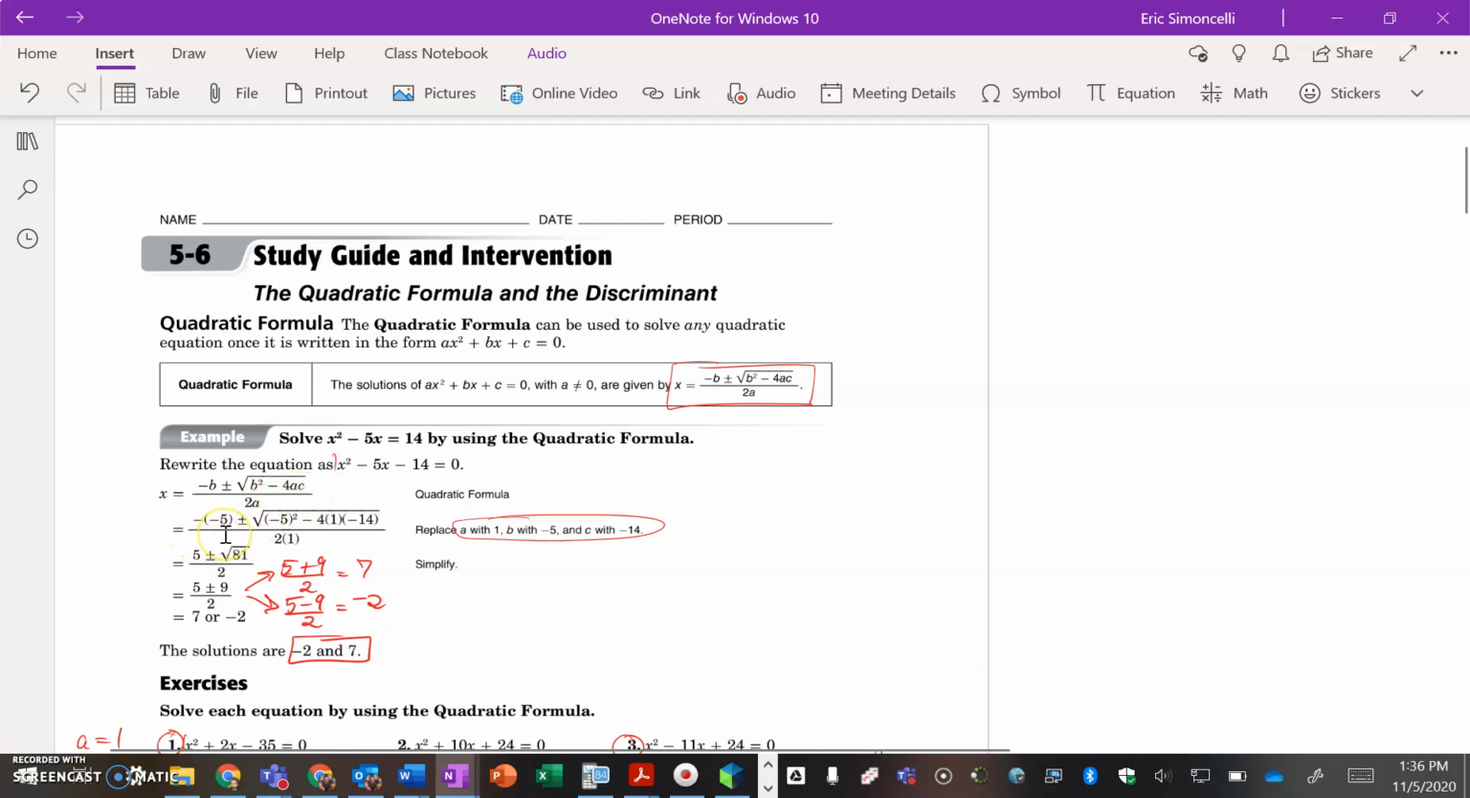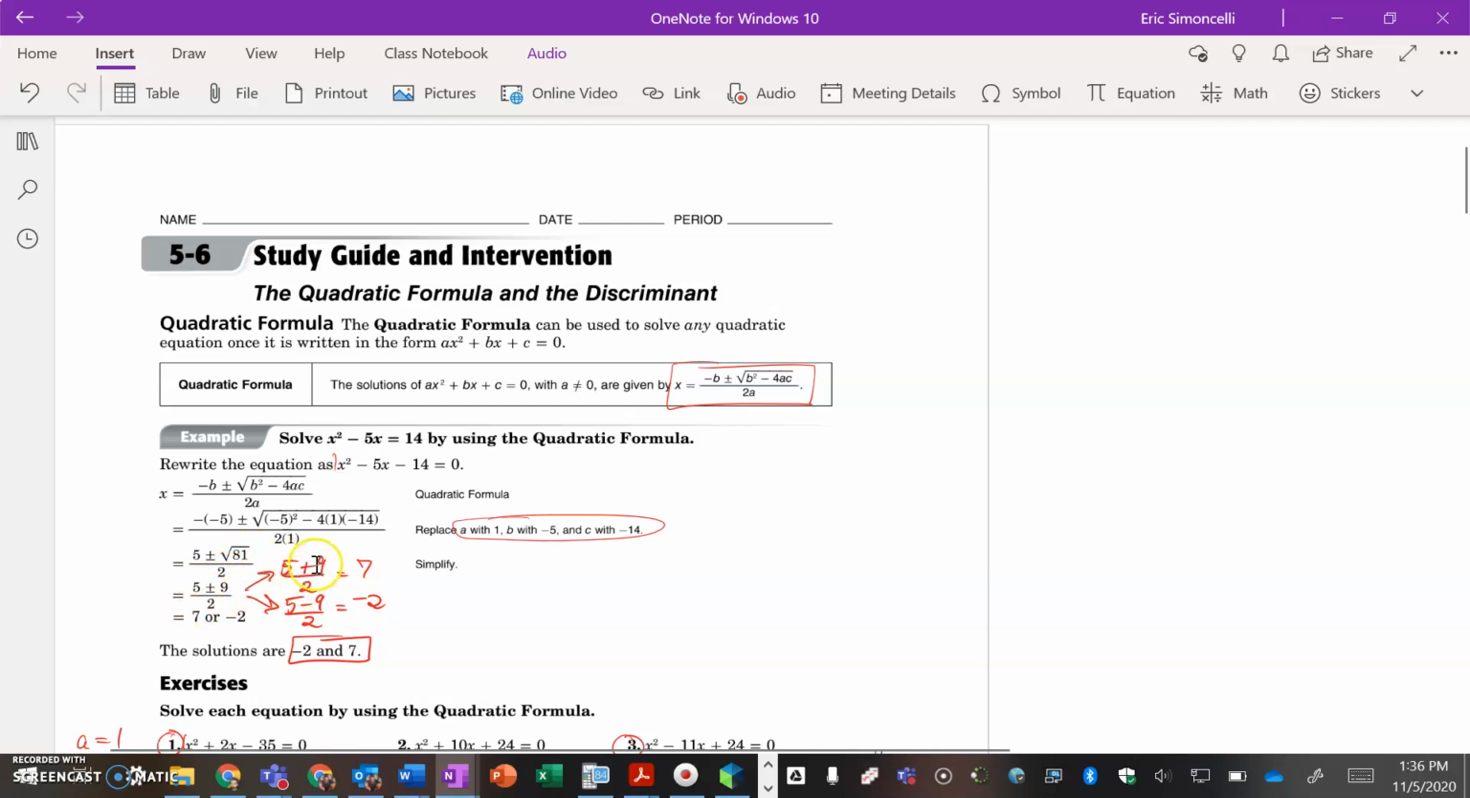So negative of negative 5, plus or minus the square root of negative 5 in parentheses squared minus 4 times 1 times negative 14, all over 2 times 1. The radicand, if you do the math, ends up being 81. In other words, 25 minus 4 times 1 times negative 14, which ends up being plus a positive, so 25 plus 56 is 81. The square root of which, because it is a nice perfect square, is 9. So 5 plus or minus 9, all over 2.